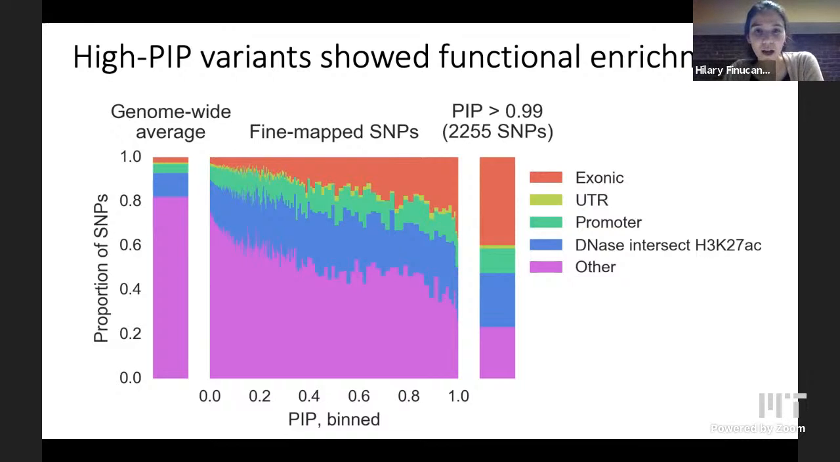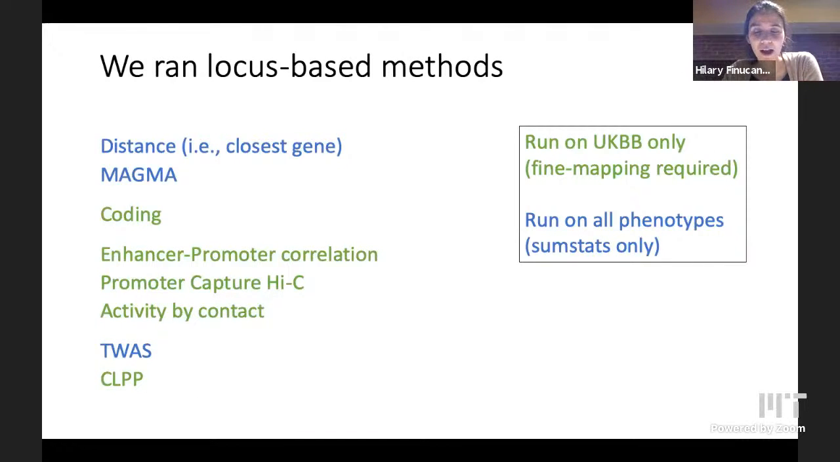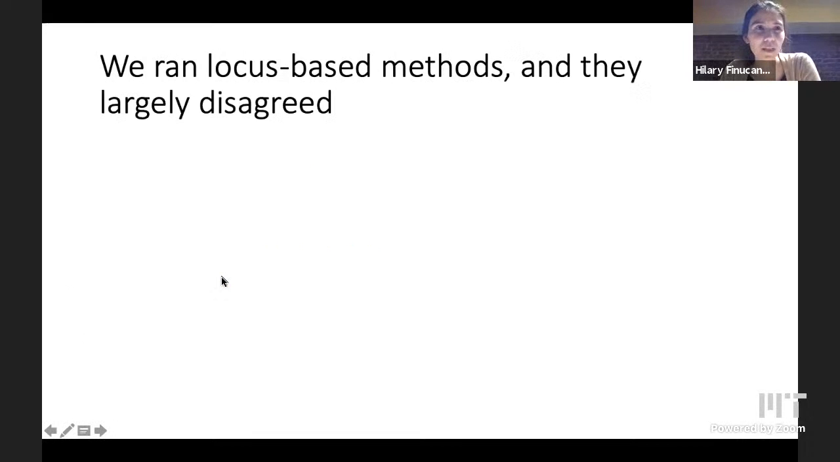And thinking more about fine mapping methods, ways to benchmark them, methods development in that space is something that I'm very interested in, but that I won't talk about more here. And instead, I'll just mention that we used these statistical fine mapping algorithms to nominate variants from the UK Biobank, which we then could feed into our locus-based methods.